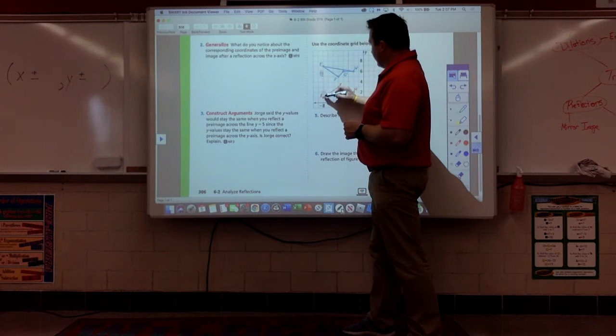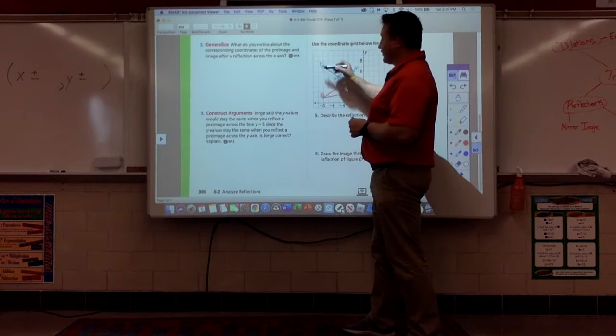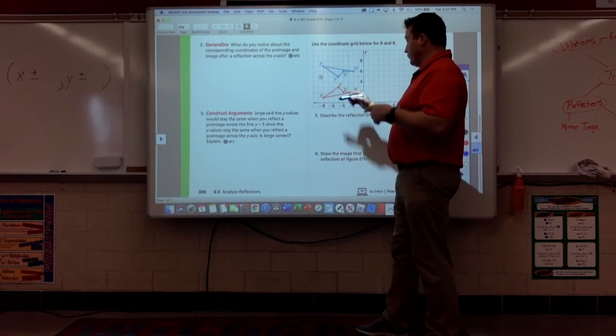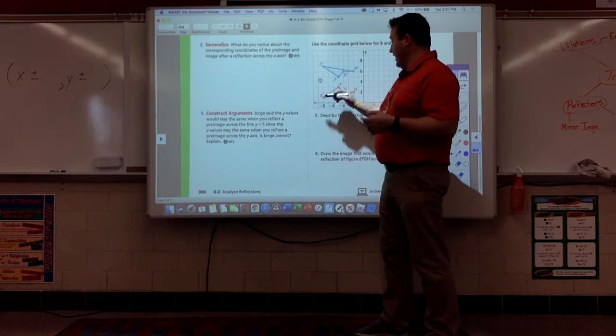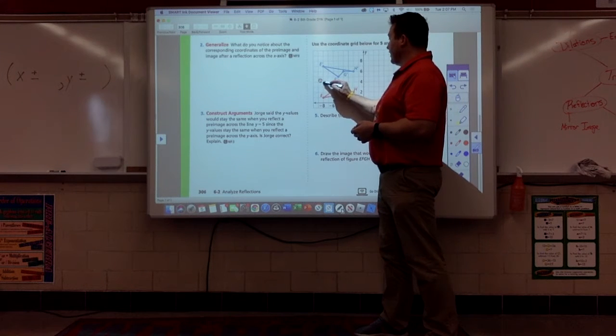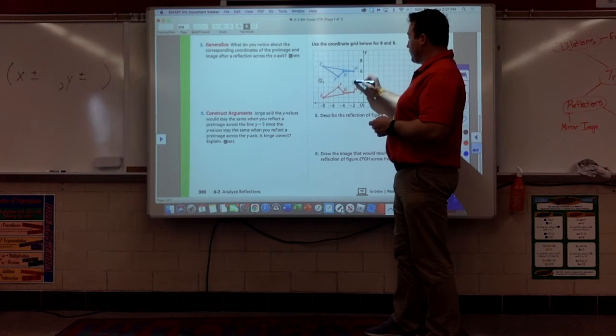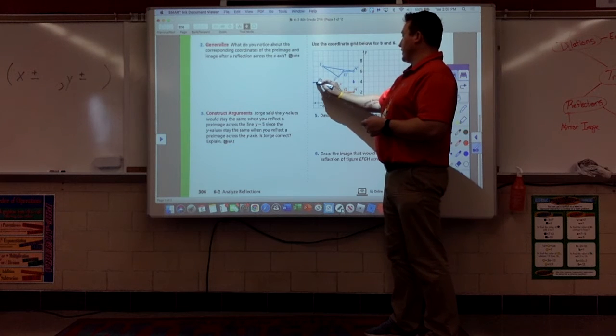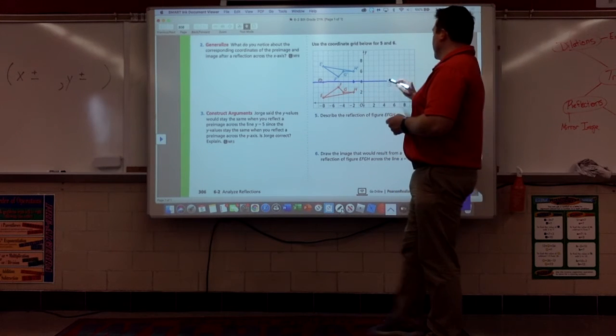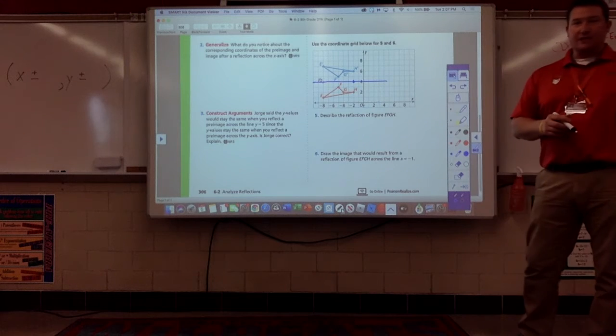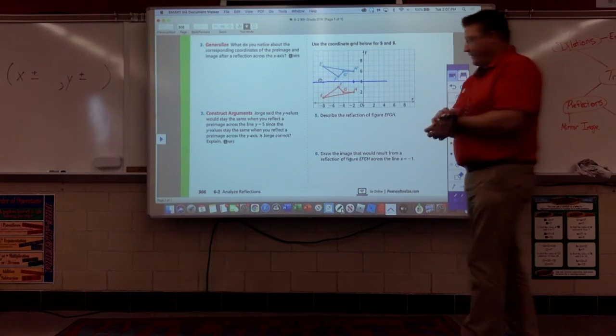Let's see. 1, 2, 3, 4, 5. So there's 6 squares between them. So 3 would be halfway. 1, 2, 3. There we go. Let's try H. 1, 2, 3, 4. So 2 squares would be between them. Look, here we go. Right there. Now, we have to name that line.